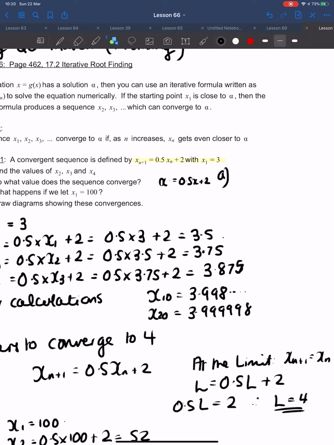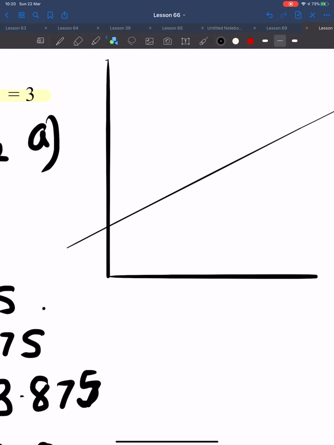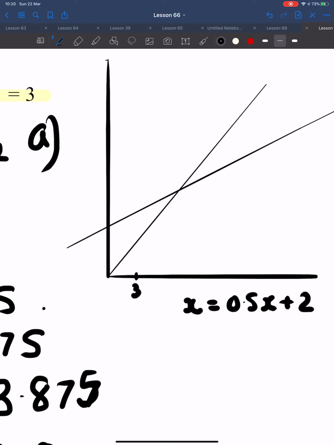And draw this line here. So half x plus 2 looks like that. Let's zoom in, and y equals x is at 45 degrees, like so. I'm going to put it here, I suppose that's 3. So we're looking where x equals a half x plus 2. It's a bit messy, that's the half x plus 2 line, and that's the y equals x there.